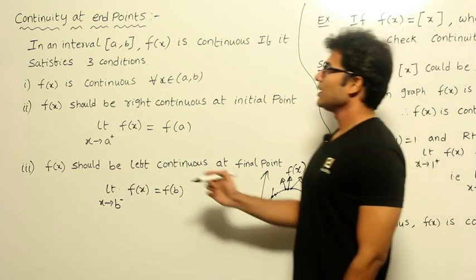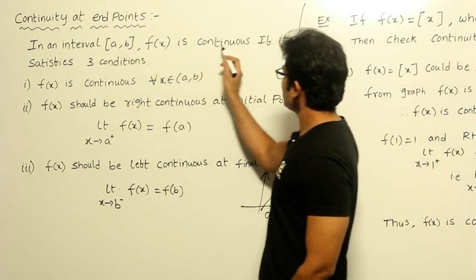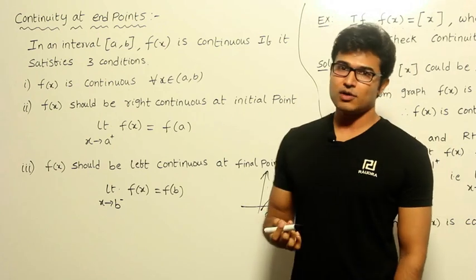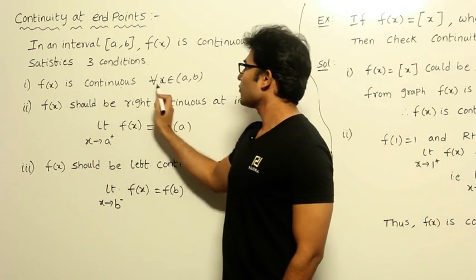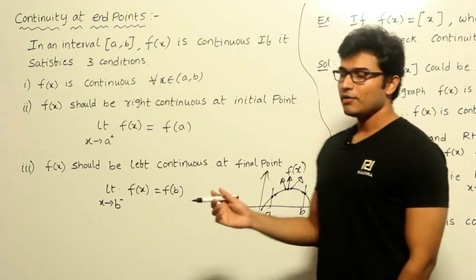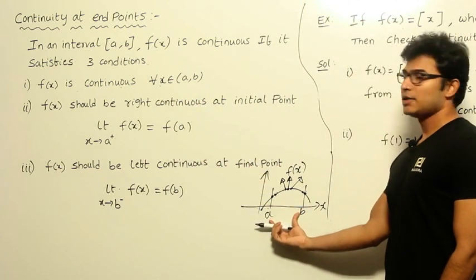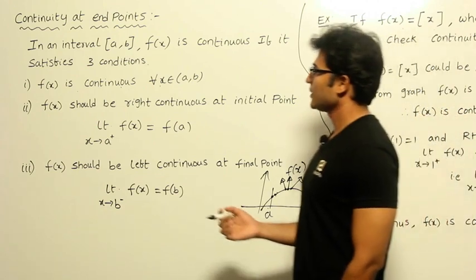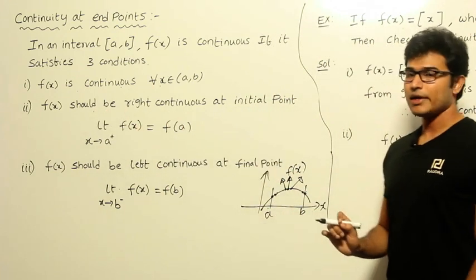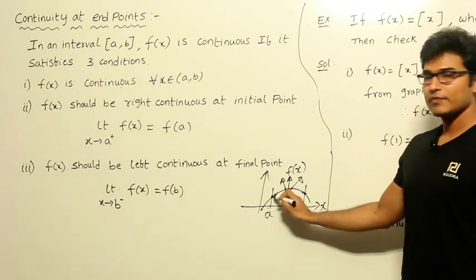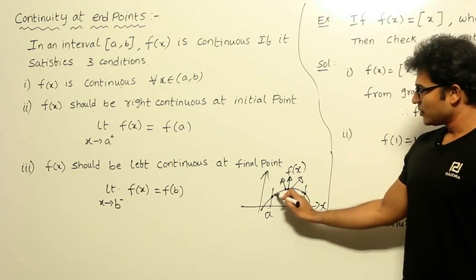Now see the definition. In an interval a comma b, f of x is said to be continuous if it satisfies the following three conditions. What are the three conditions? First, f of x is continuous for all x belongs to a comma b, which means between these two points a and b, f of x should be continuous. And the second condition is that f of x should be right continuous at the initial point. What is the initial point here? A, right.